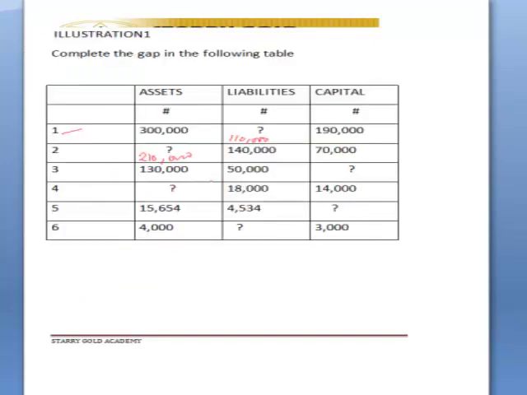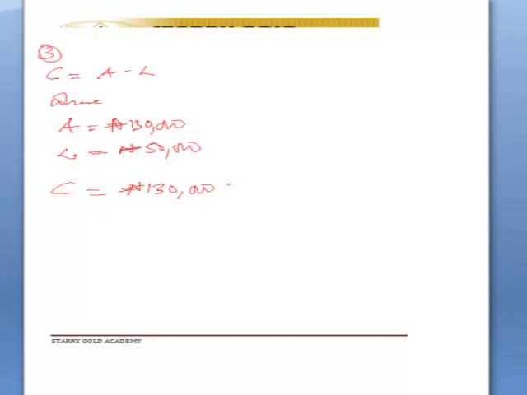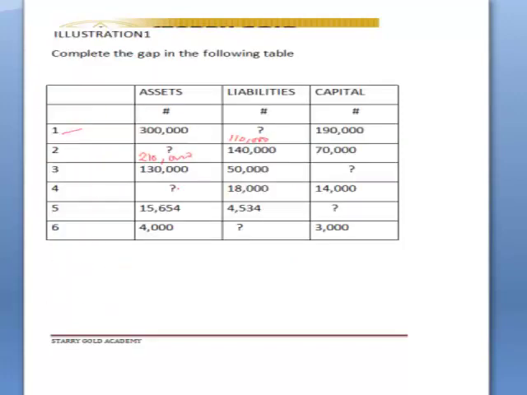Solution to question 3. What are we looking for in 3? We are looking for capital. We have A to be 130 and L to be 50. So capital will become asset minus liability, where A is 130 and L is 50. So C will now be equal to 130 minus 50, and C therefore will be what? 80,000. So question 3, C is 80,000.